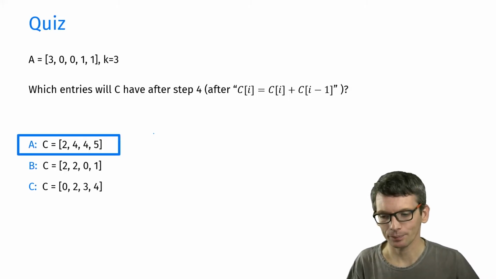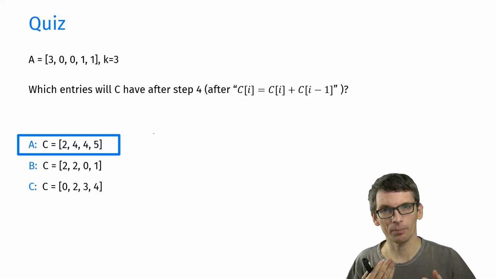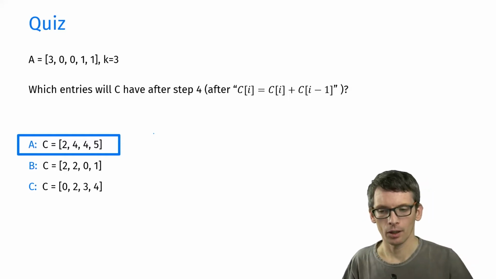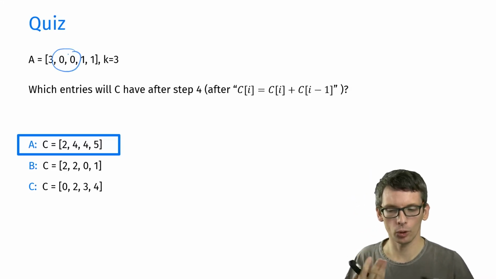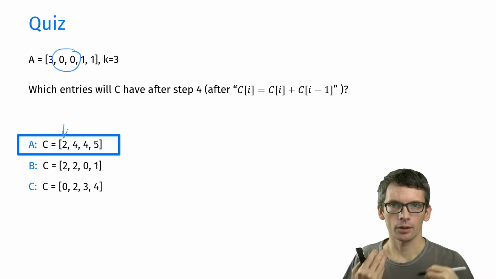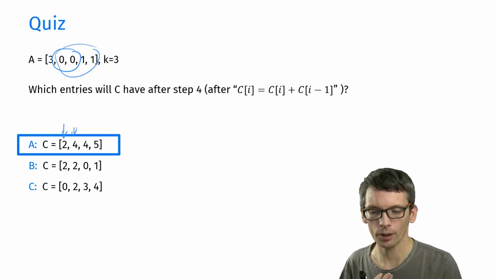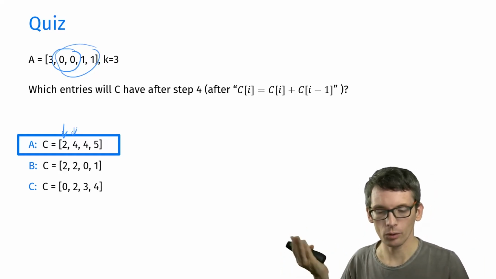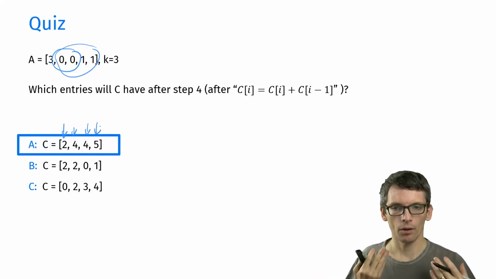The correct answer is A. And why is that the case? Keep in mind, C at this point should be counting the numbers smaller or equal to i. The number of elements smaller or equal to 0 is 2, so that's why we have a 2 here. The number of elements smaller or equal to 1 is 4, so that's why we have a 4 here. The number of elements smaller or equal to 2, there's no 2, so that's still 4. And then we have 5 numbers smaller or equal to 3.